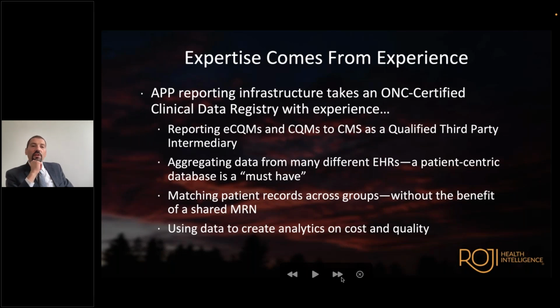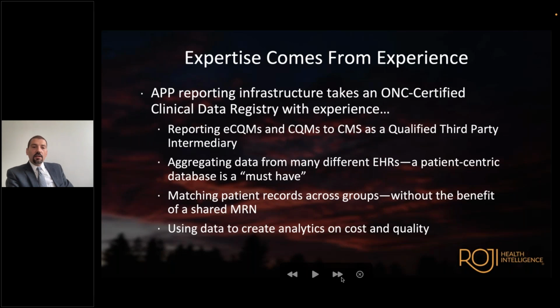You need someone with experience who's aggregated data from many different EHRs. This is not a nice to have, this is a must have. Your database must be a patient-centric database. Each patient is unique in the ACO. That means you're going to need somebody who has experience matching patient records across groups without the benefit of a shared MRN. And it's going to be challenging. There are patients whose names are entered differently from one system to another, and you're going to need someone who has the experience doing that.